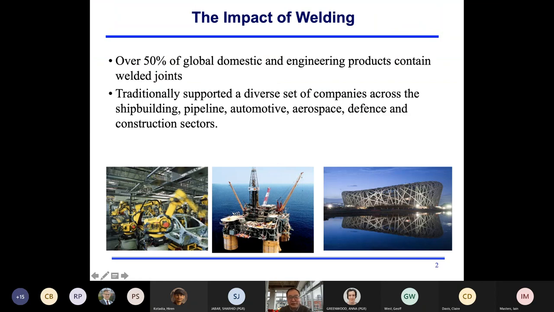So Karen told me you have quite a diverse background, so I'll use two slides to introduce welding. Welding is an important manufacturing route. If you look around, about 50% of global engineering products contain weld joints. It also supports a diverse range of sectors: automotive, pipelines, gas and oil platforms, shipbuilding, construction, aerospace, and defense. So welding has been quite a dynamic topic in metal processing.